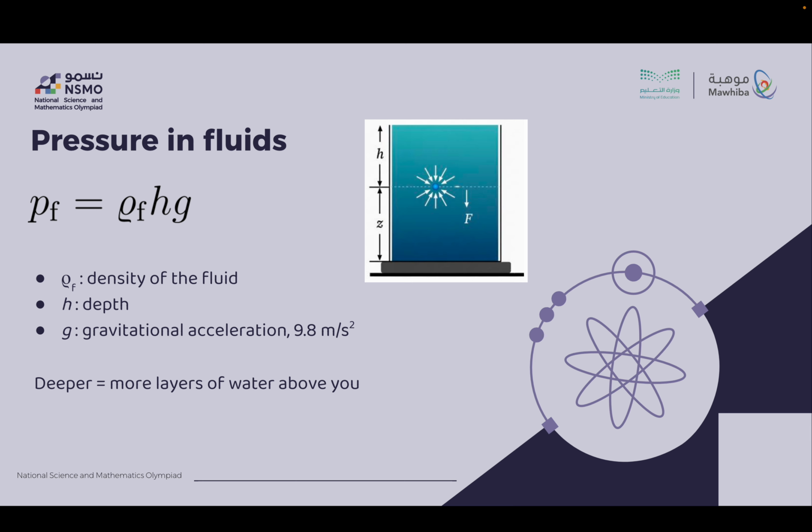Therefore, the fluid pressure at a point is calculated by this equation. P_f equals rho_f times h times g. Here, P_f is the pressure of the fluid, rho_f is its density, h is the depth of the point below the surface of the fluid, and g is the gravitational acceleration, so around 9.8 meters per second squared.